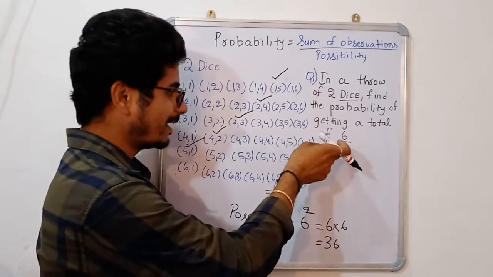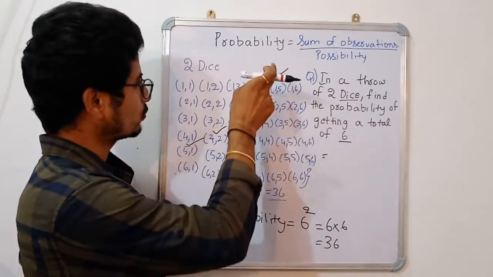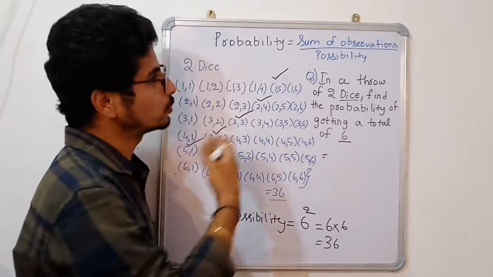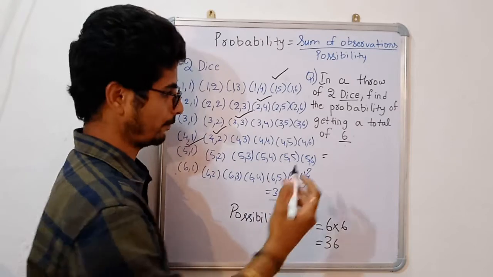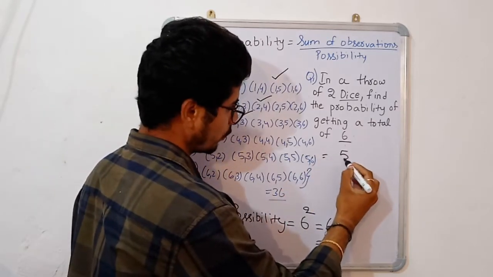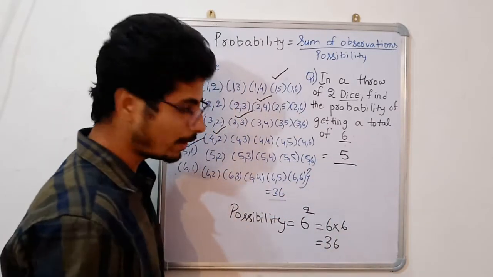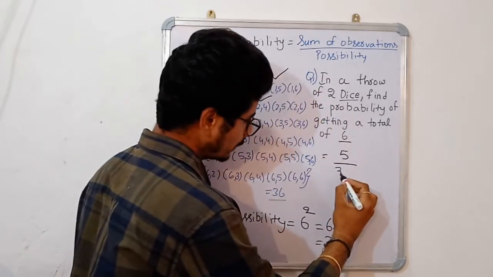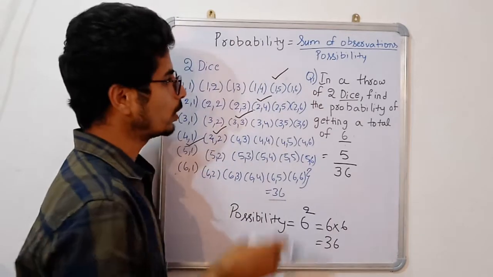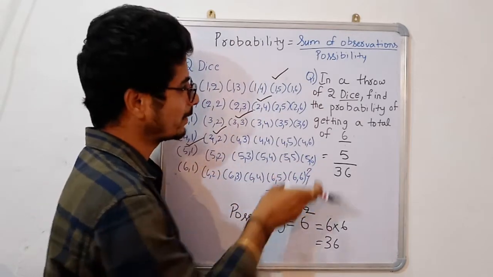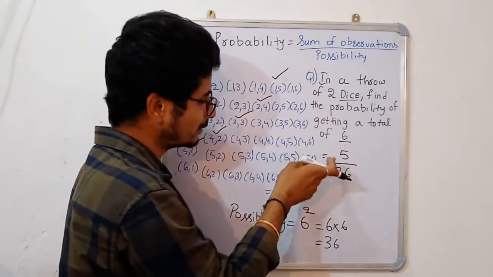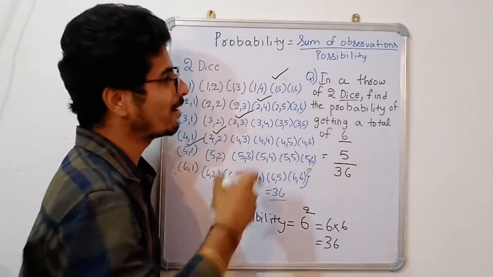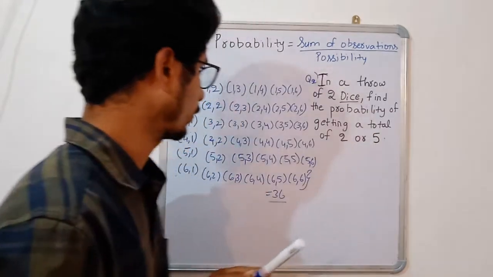We'll get a total of 6 for these 1 2 3 4 and 5 combinations. So the sum of observations is 5. The sum of observations equals 5 by the possibility, which is 36, right? As we have 2 dice, the possibility is 36. So the probability of getting a total of 6 is 5 by 36 for 2 dice. We'll see another question.